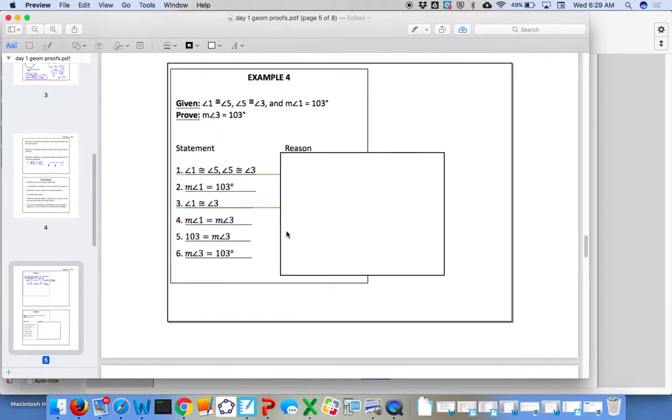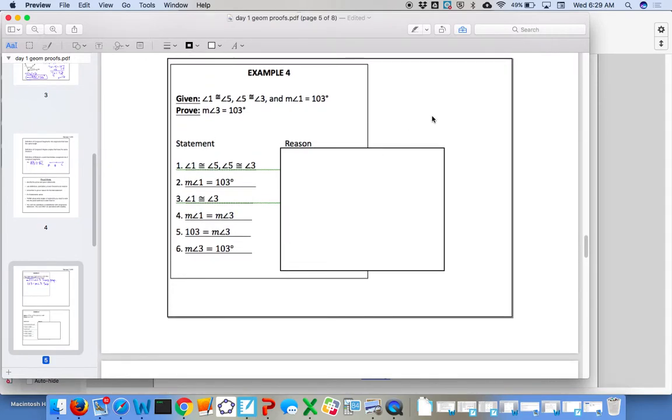All right, so here is our first formal geometry proof. So we are given that angle 1 is congruent to angle 5, and angle 5 is congruent to angle 3, and the measure of angle 1 is 103 degrees. And we want to prove that the measure of angle 3 is also 103 degrees.